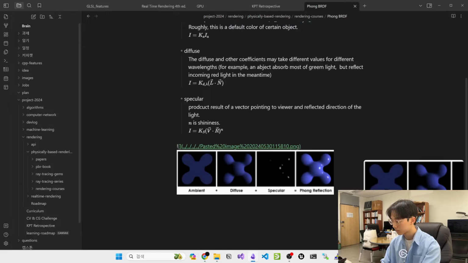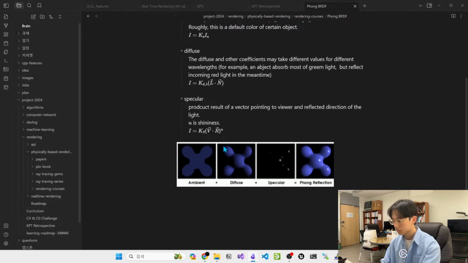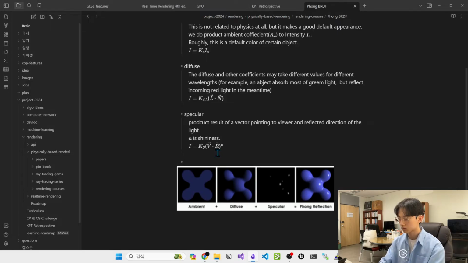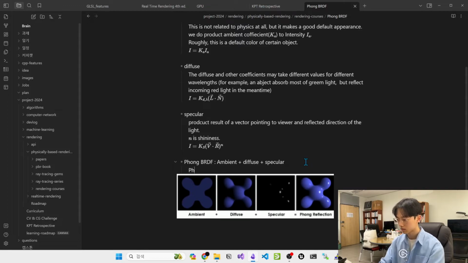The solution, excuse me. So this is how the specular highlights look. And if I add up all of these things, ambient and diffuse and specular, I get some complex looking model that looks something that approximates physical reality. So I just simply add all these terms up.